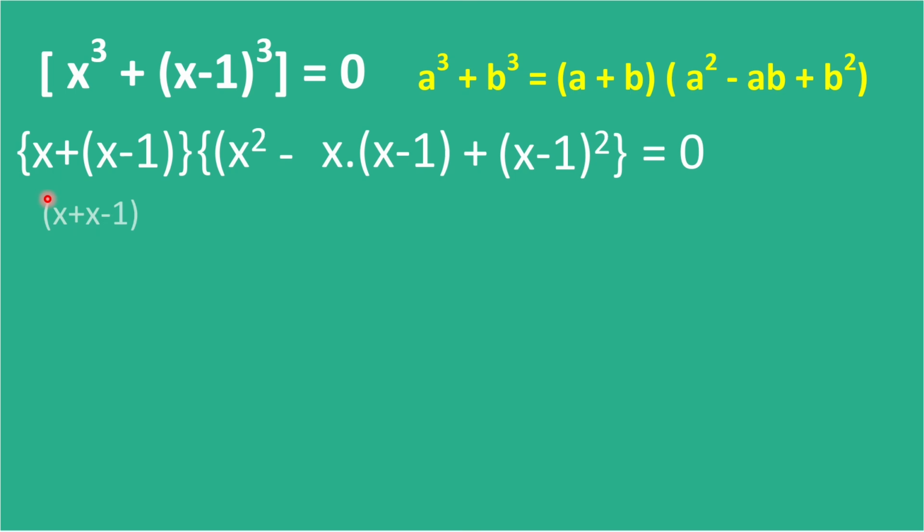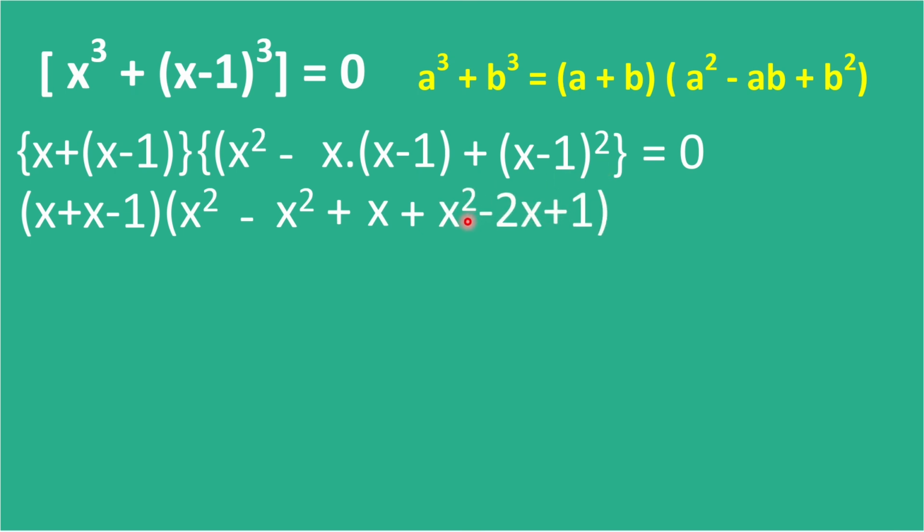And now this x plus x minus 1, and here this x squared minus this x will multiply with this x minus 1, so we will get x squared, and this minus when multiplied with this will become plus x, and plus here this x minus 1 all squared, which is equal to a squared minus 2ab plus b squared by formula. So we will put this x squared minus 2x plus 1, which is equal to 0. And now in the next step, this x plus x will become 2x minus 1, and here this x squared.